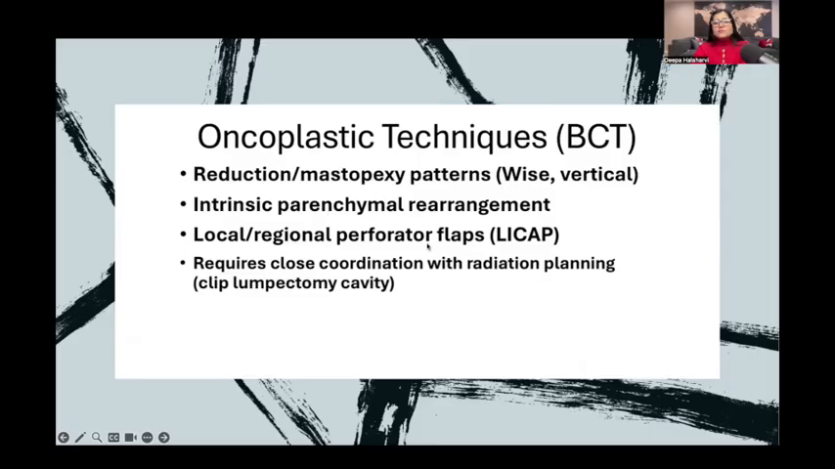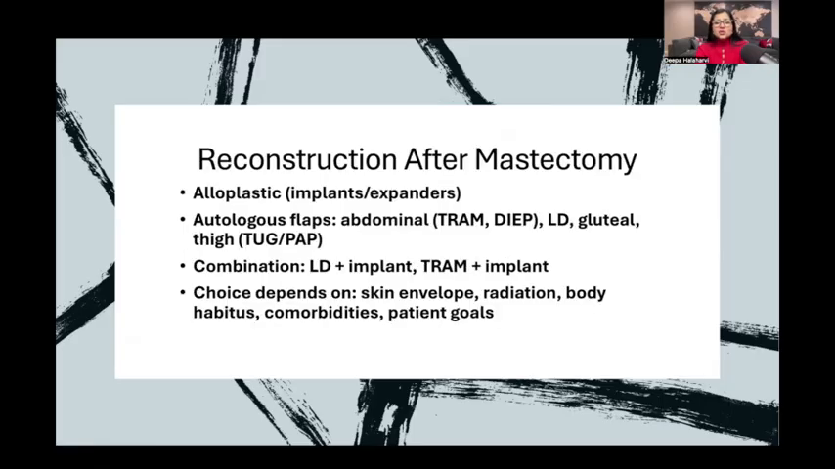There are also regional flaps that plastic surgeons will use sometimes to cover up the deformity in the chest wall. It definitely requires close coordination with radiation, and you always want to put clips in the cavity so the radiation oncologist knows exactly where to go. Reconstruction after mastectomy could be with implants, expanders. You start with expanders, you put saline in it, expand it, then you change it out for permanent implants.